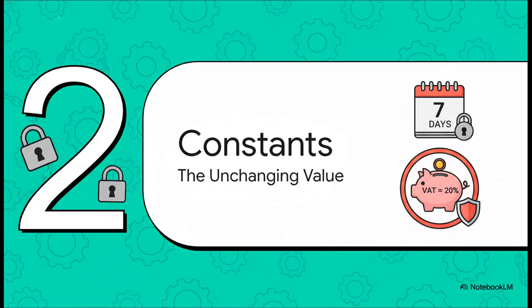So that's variables, values that can change. But what about the opposite? What about values that you need to stay the same no matter what? Things like, say, the value of VAT, or the number of days in a week. Well, for that, we use something called a constant.